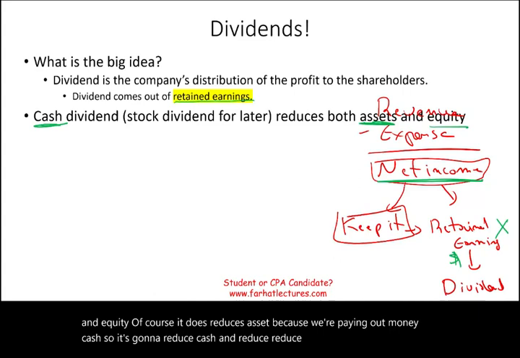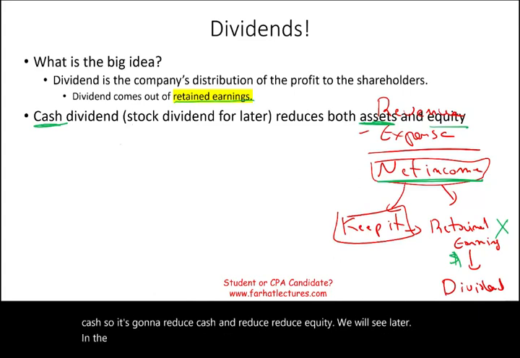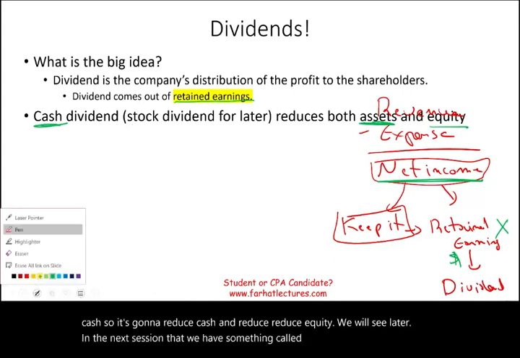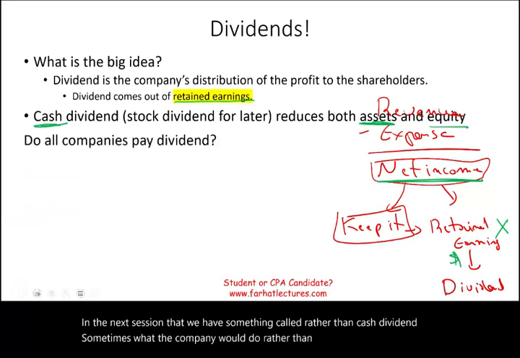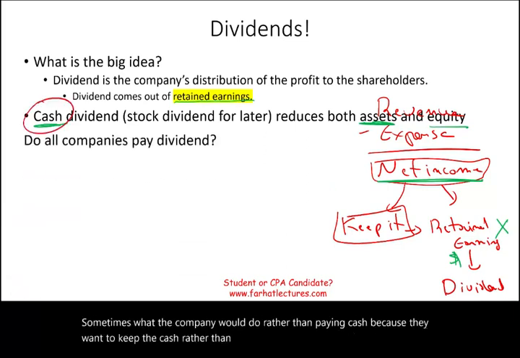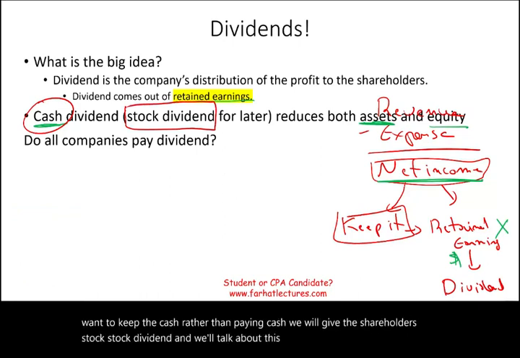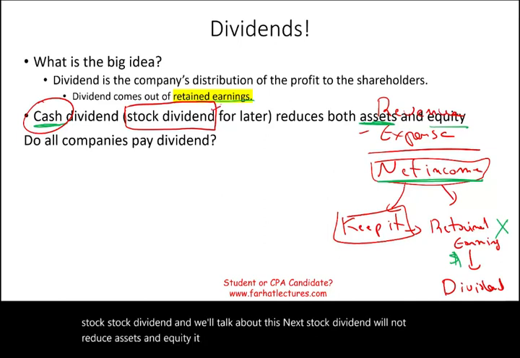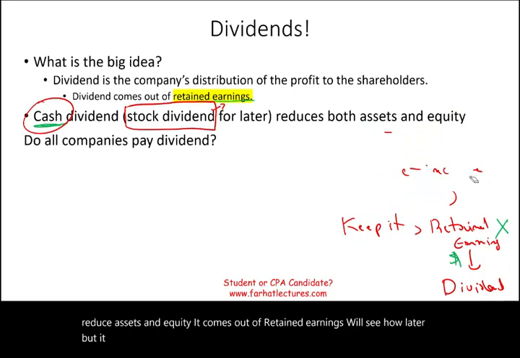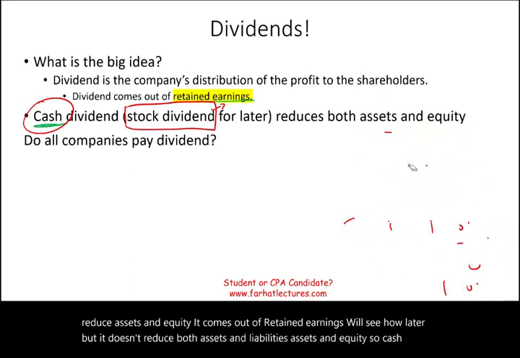We will see later in the next session that sometimes, rather than paying cash because they want to keep the cash, the company would give the shareholders stock dividend, and we'll talk about this next. Stock dividend will not reduce assets and equity. It comes out of retained earnings. We'll see how later, but it doesn't reduce both assets and equity. So cash dividend reduces both assets and equity.